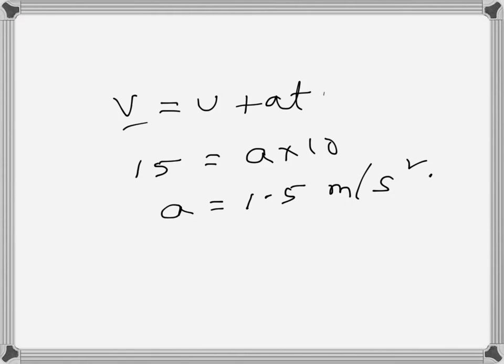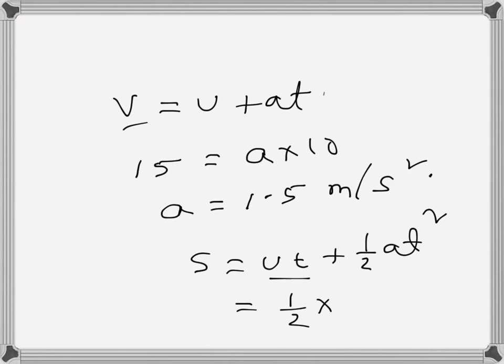square. Now that we know a, we need to find the distance traveled, so we can use this equation, s equals ut plus half at square. Here u is 0, so this expression becomes 0, and this part is half times 1.5 times 10 square. So that will be s is equal to 0.75 times 10 square, which is 100, so that will be 75 meters.